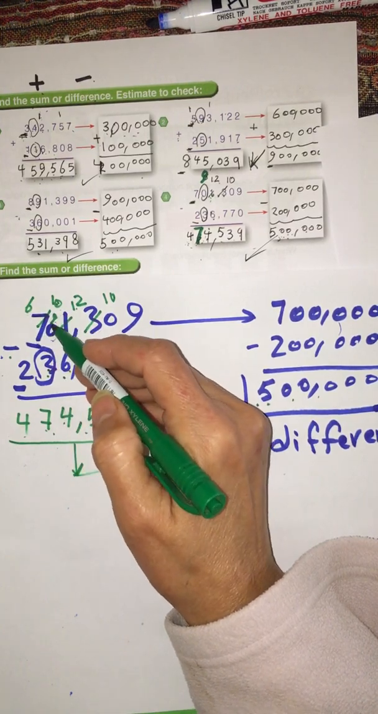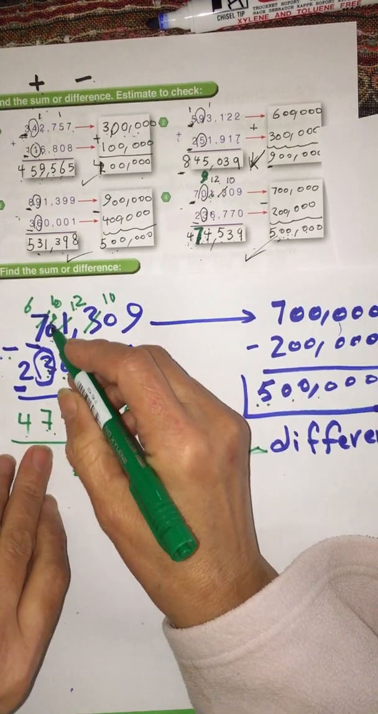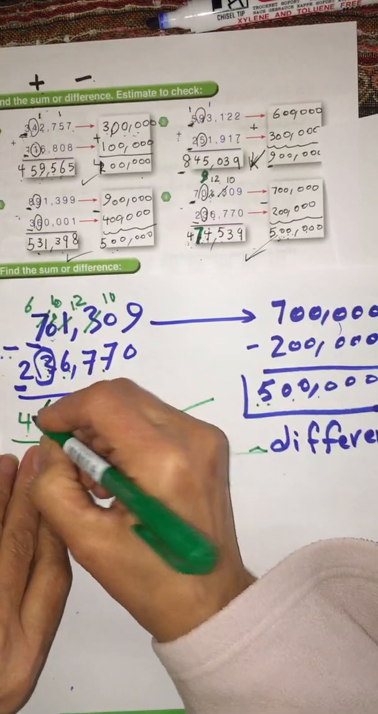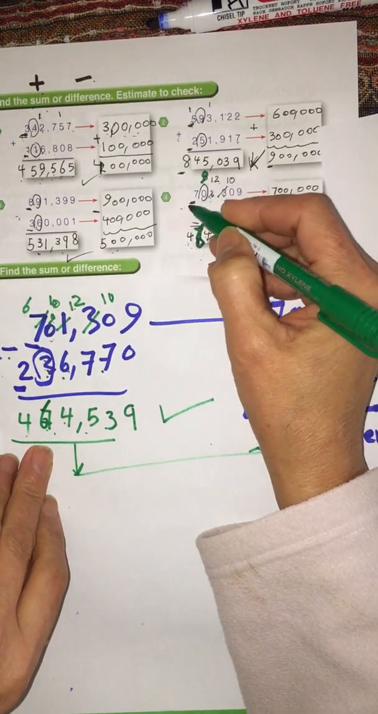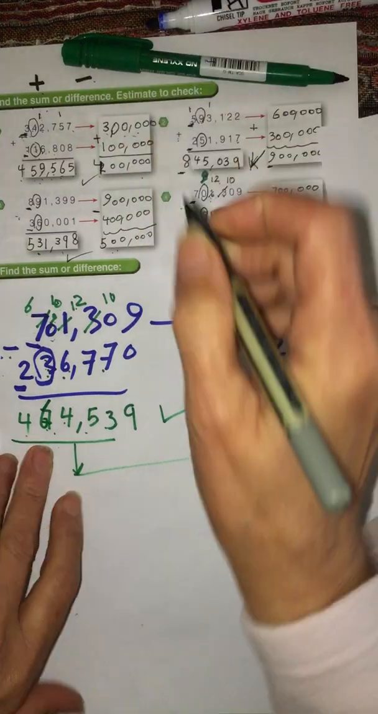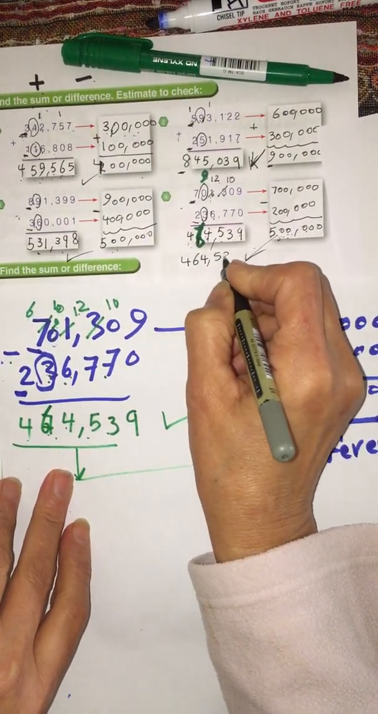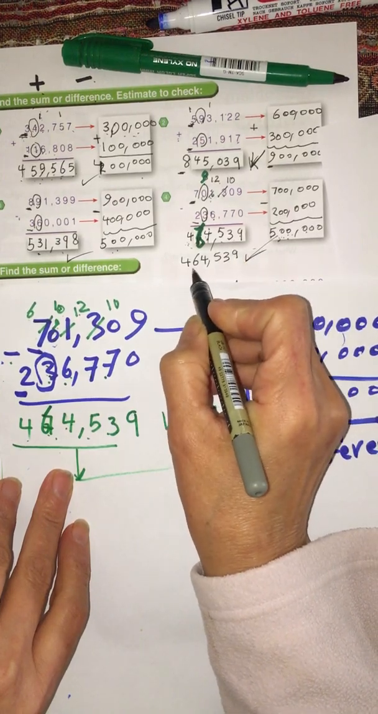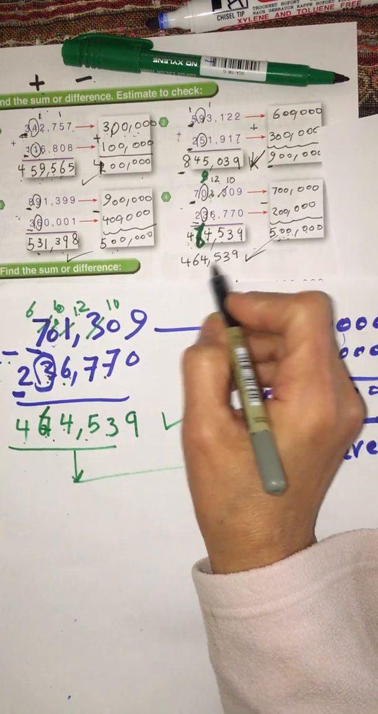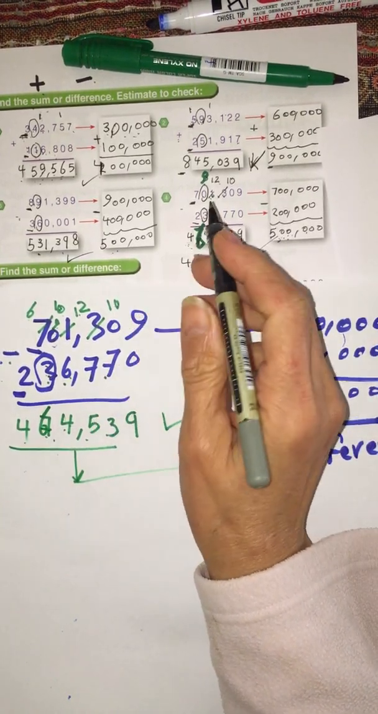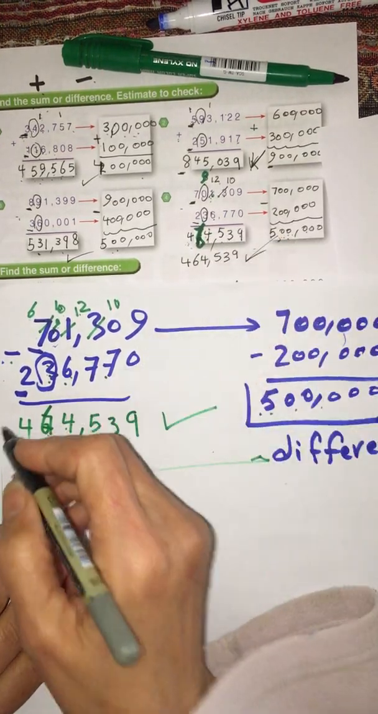9 minus 2. 9 minus 3 is what? 9 minus 3 is 6. Correct. Sorry, grade 5. This is 6. 9 minus 3, it is 6. So my number here is 464,539, which is around, and the estimation will be 500,000. So they are very close to each other. Okay, my estimation is close to the exact answer.